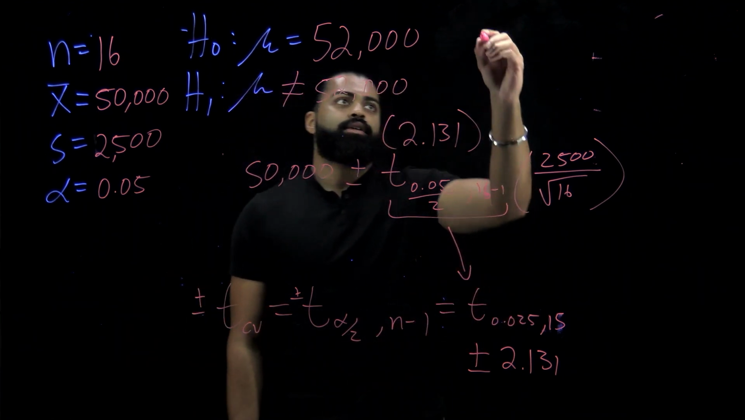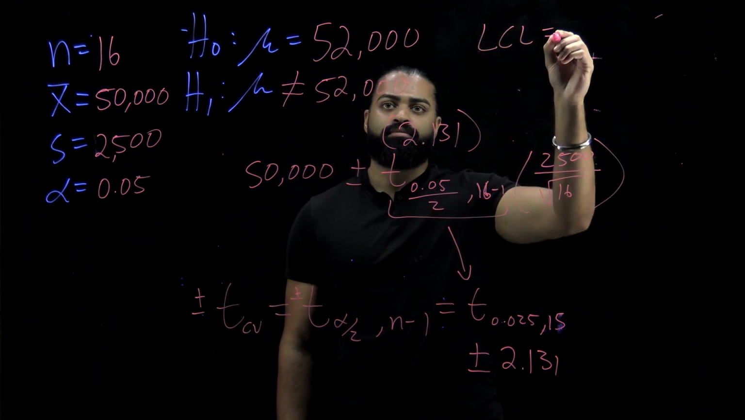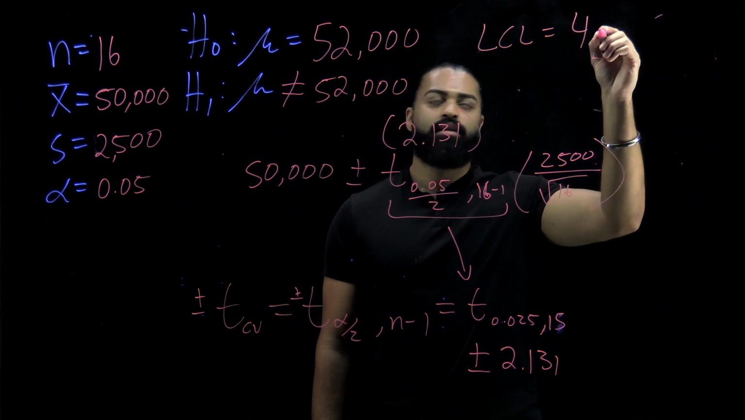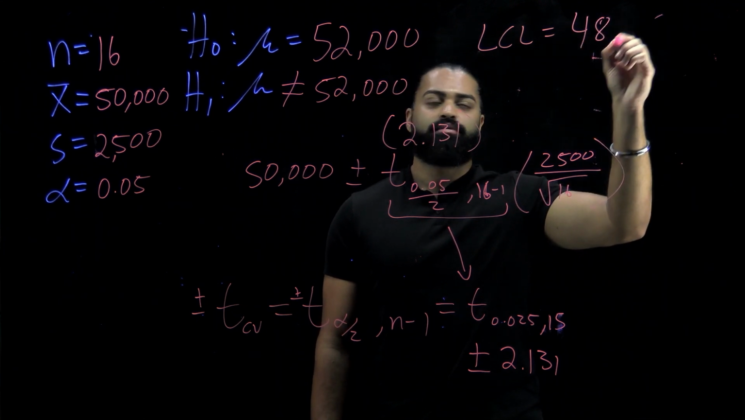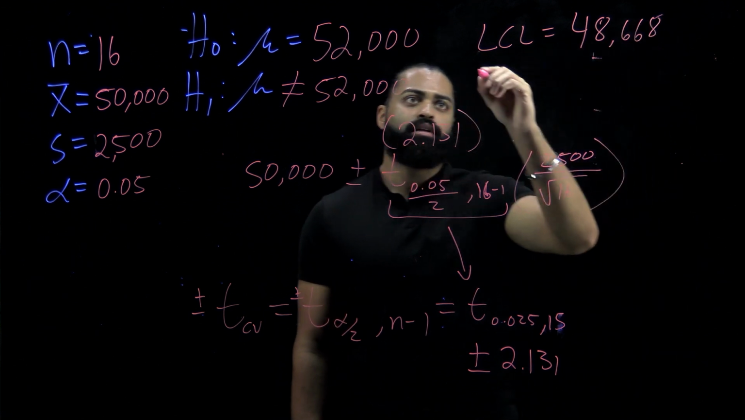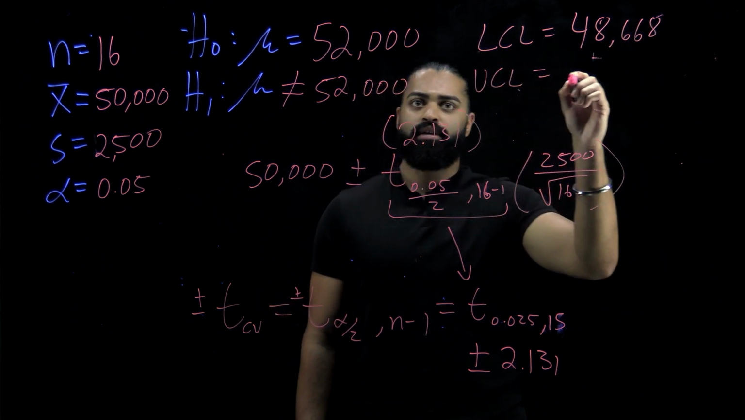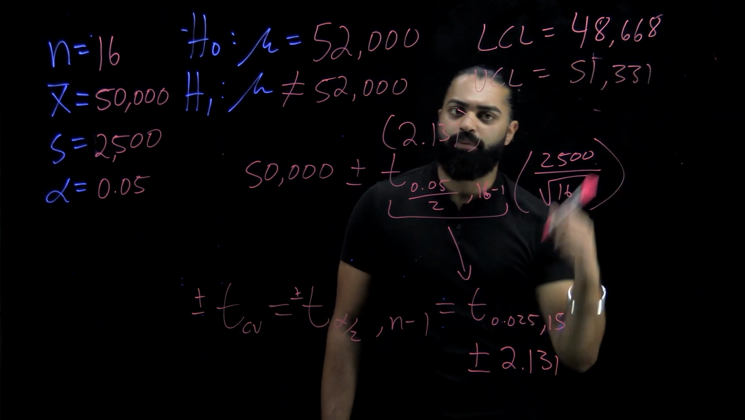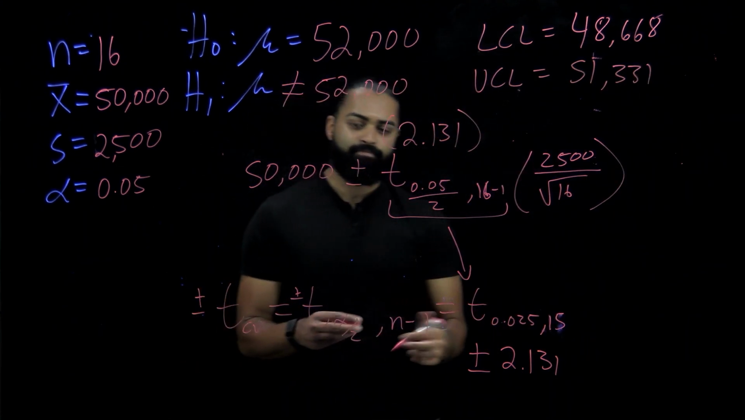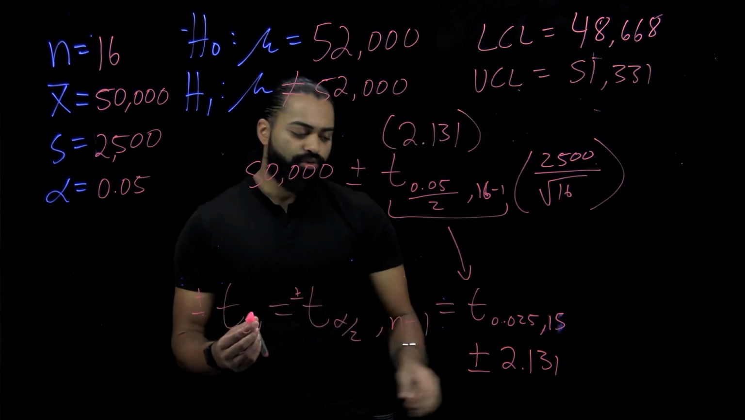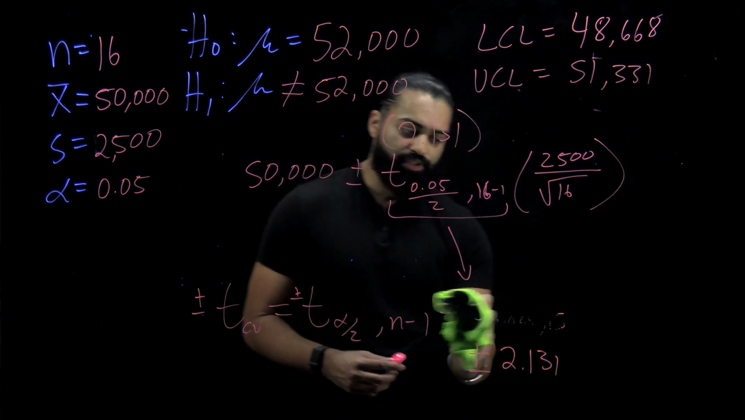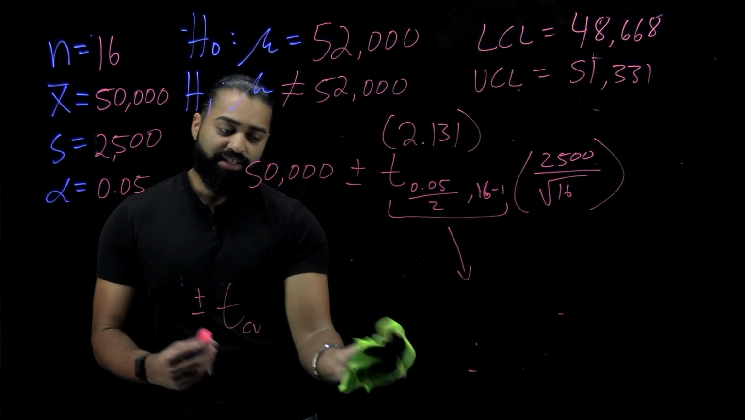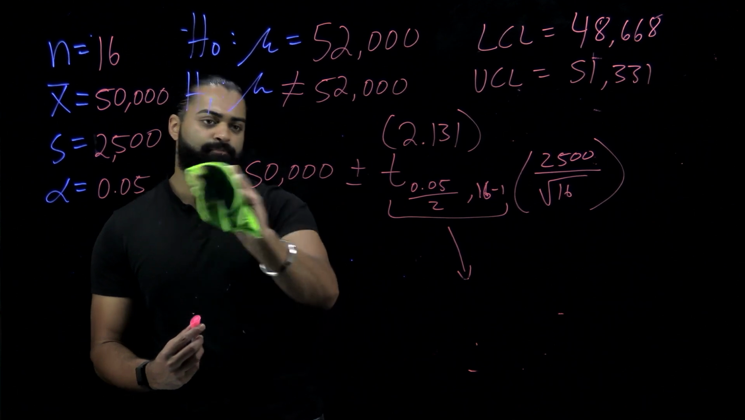So our LCL for this problem is going to be 48,668, and if you're in the ballpark, you're good. And the UCL is 51,331. Somewhere in between these two, that's what you should be getting. All right, so those are all the t-tests that I'm going to cover. So you have a left tail, right tail, two-tail test. That's the extent to these problems. That's what you should be expecting.